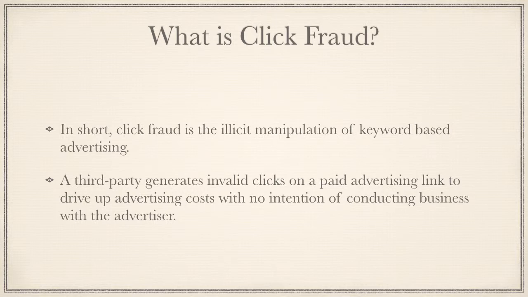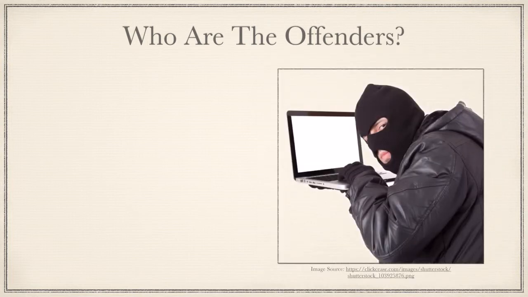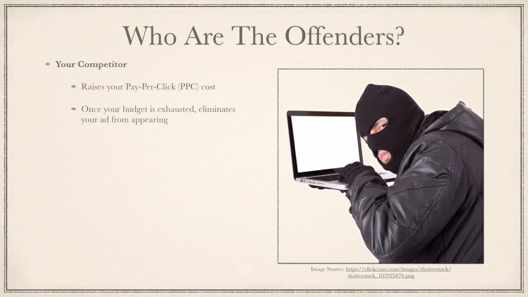So you may want to ask yourself, well, who's doing this to me? Who are the offenders? Mostly they look like this at their computer. Well, not really. They can do this by manual means, that is, people at computers clicking through your links, or by bots, programs that go out automatically and scour your links. But the three main classes that will do this are, first of all, your competitors, who will raise your pay-per-click cost by just clicking through your paid links.